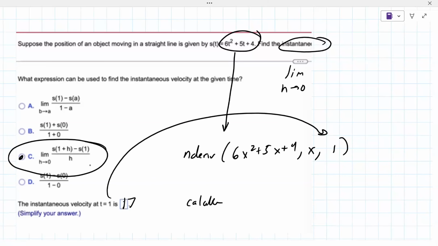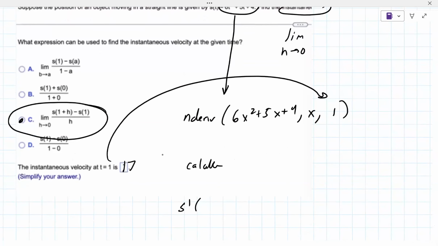There's a bunch of derivative rules. So I think in the next part of your course, you're going to learn that it's 12t plus 5. And then you put 1 in for t. 12 times 1 plus 5 is 17, like that.